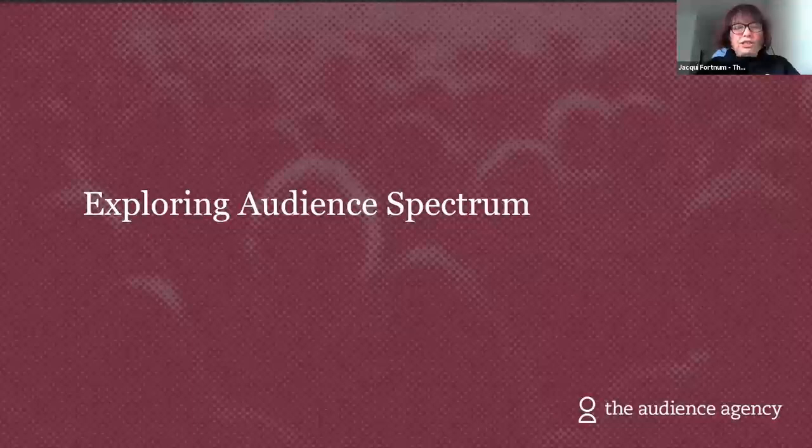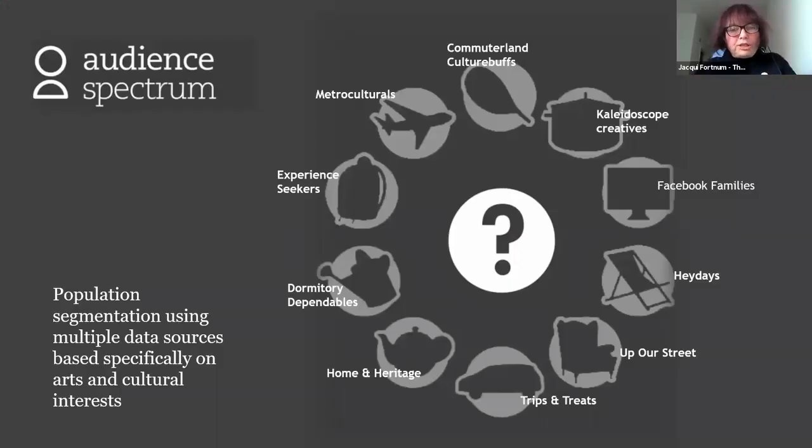And this is a segmentation that was built very specifically to support organisations in the arts and cultural sector. So that's the context in which we're looking at the things that people have in common. As I say, it is a full UK population segmentation. So every household in the country belongs to one of the 10 segments within the Audience Spectrum profiles.